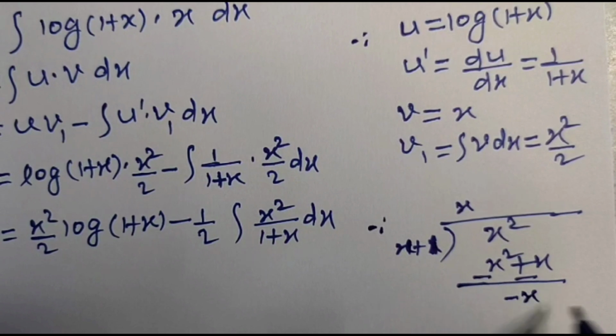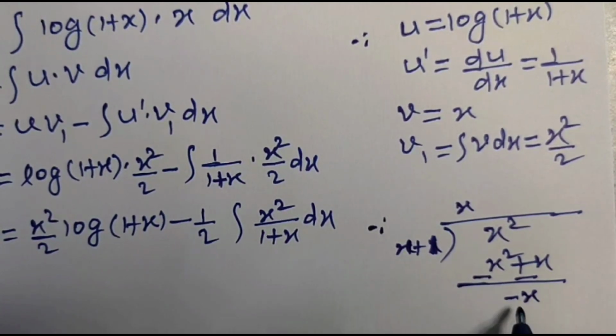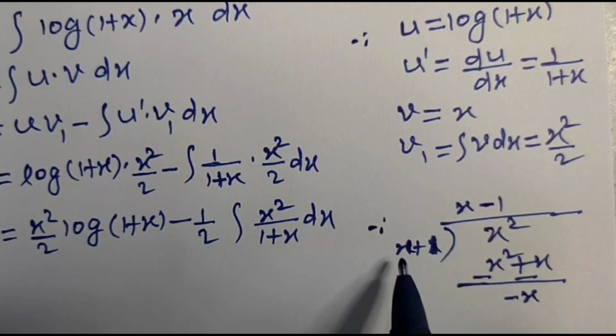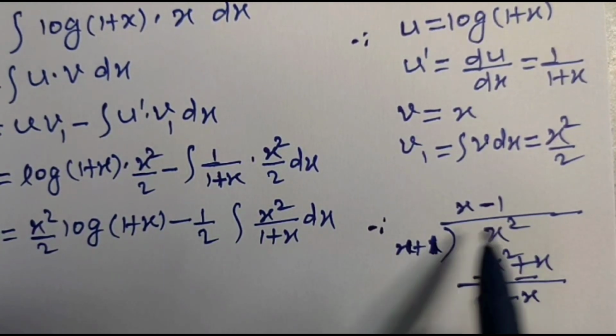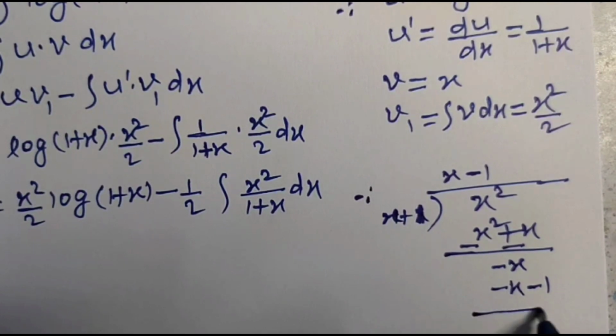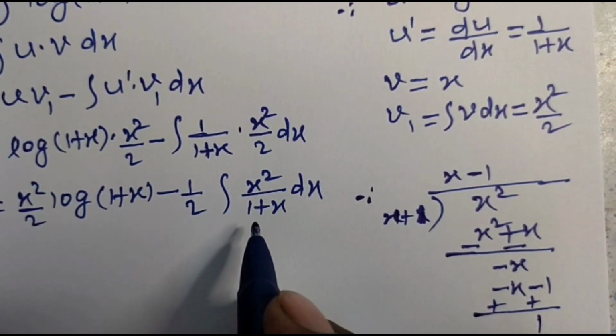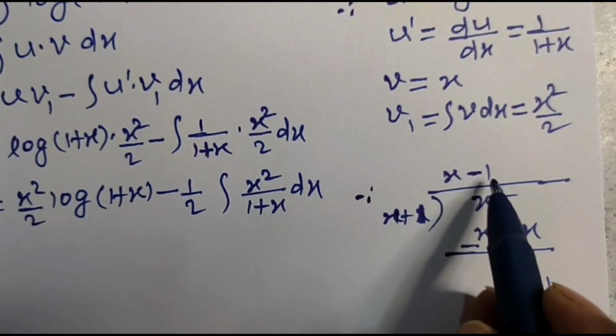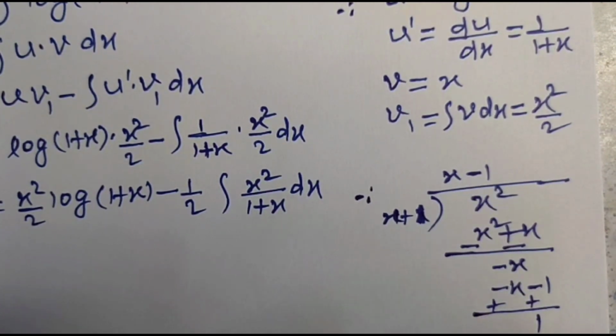Okay, now divide this minus x by this x. So minus x upon x is minus 1. Hence multiply by minus 1 to each term of this polynomial. Minus 1 into x, minus x. Minus 1 into 1, minus 1. Again change the sign, minus becomes plus, this minus becomes plus. Minus x plus x gets cancelled, remains 1. So x square upon 1 plus x can be written as x minus 1 plus 1 upon x plus 1.